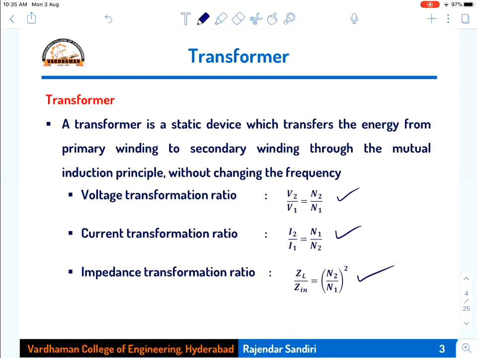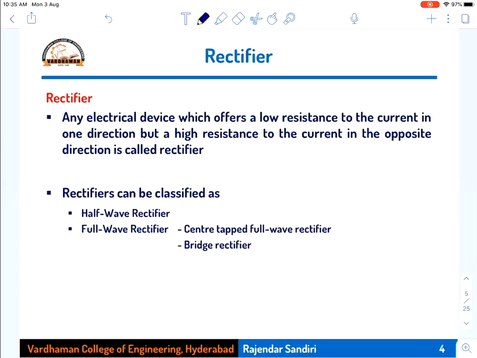Next, coming to the rectifier, second block of the regulated power supply. Rectifier is the device which offers a low resistance path to the current in one direction, and high resistance to the current in the opposite direction. So the low resistance is nothing but forward biased, high resistance is nothing but reverse biased. So if you take an ideal diode, it acts like a short circuit in one direction, open circuit in the other direction.